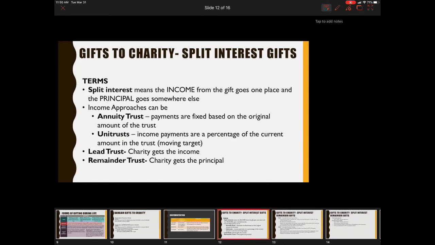So, charitable lead versus charitable remainder. When you see lead, it means that charity is getting the income. When you see remainder, it means the charity is getting the principal at the end.